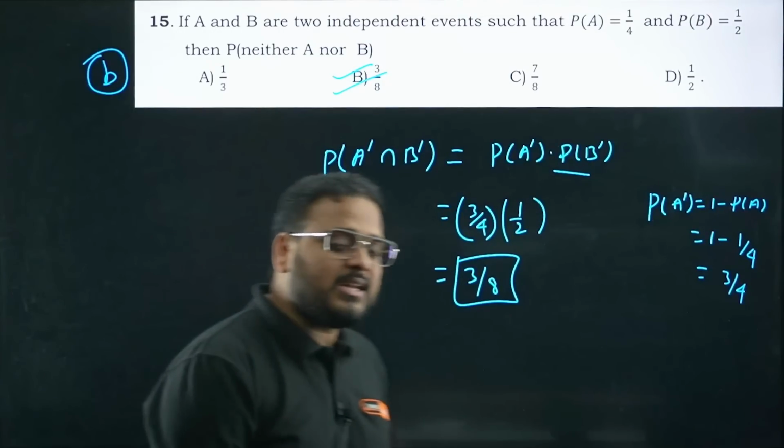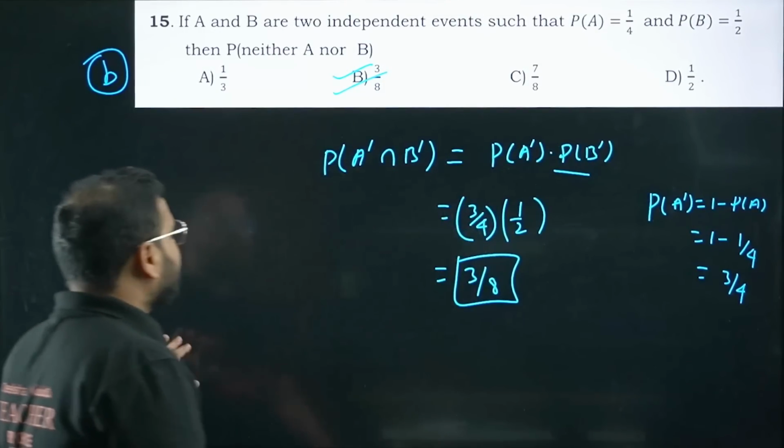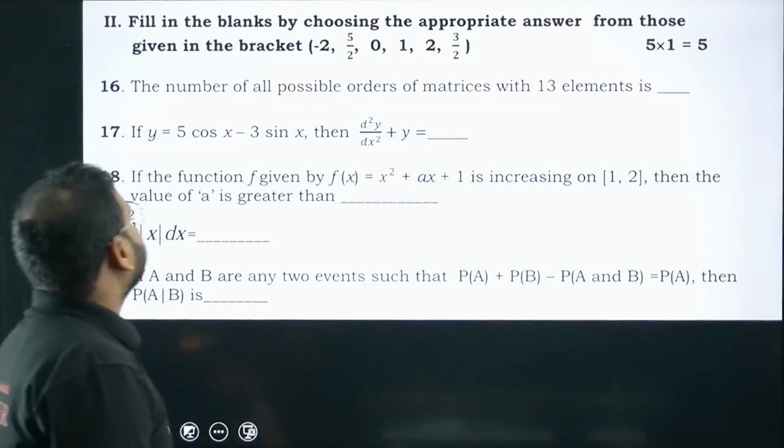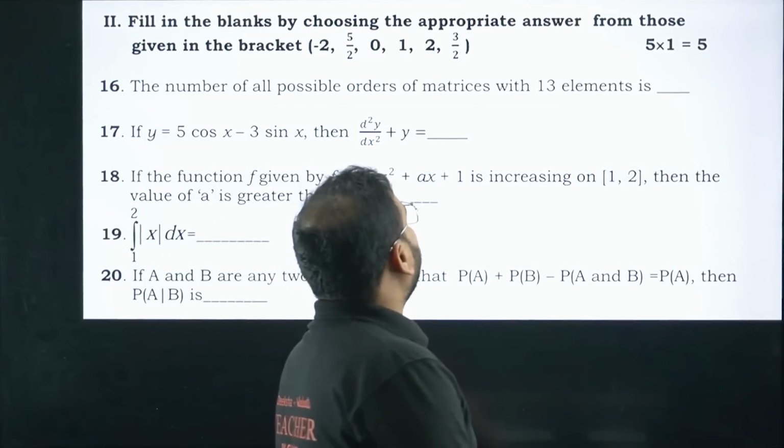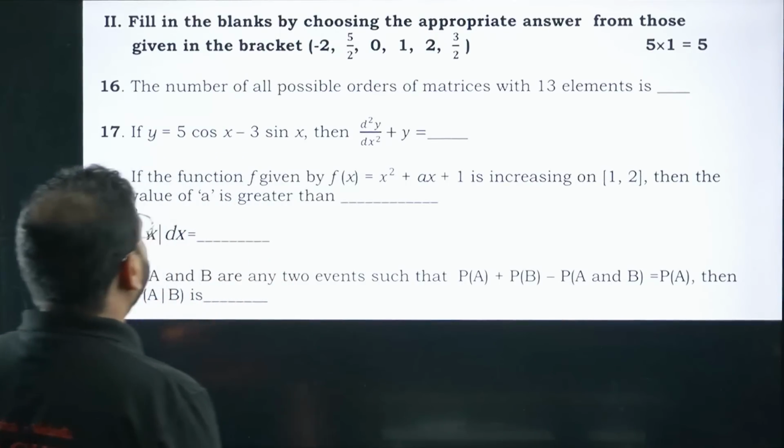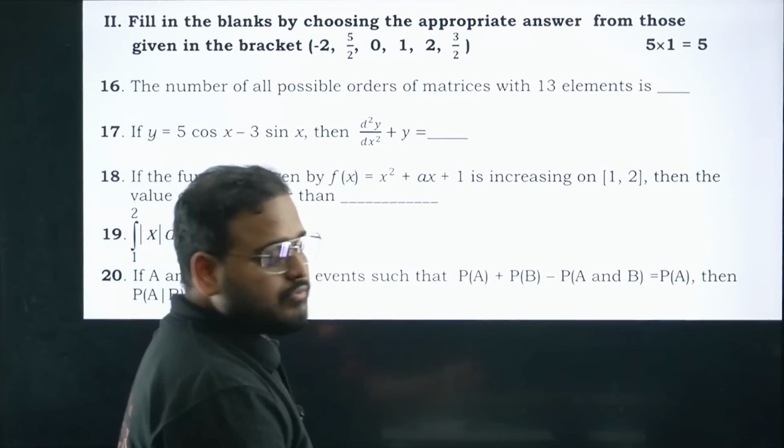Moving on to question number 16. Again, fill in the blanks now. As I said, all 15 are important. Fill in the blanks by choosing the appropriate answer from those given in the bracket. Okay, 5 cross 1. Let's solve the first one.